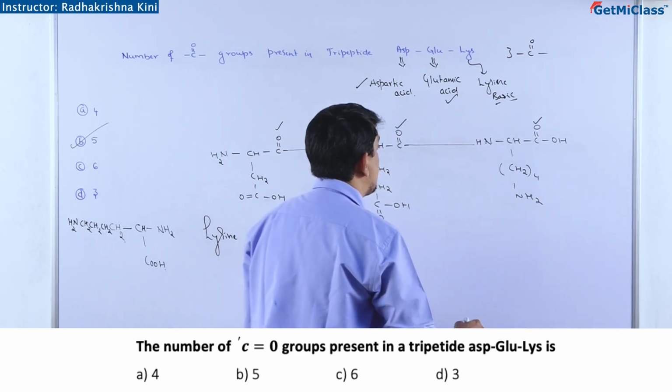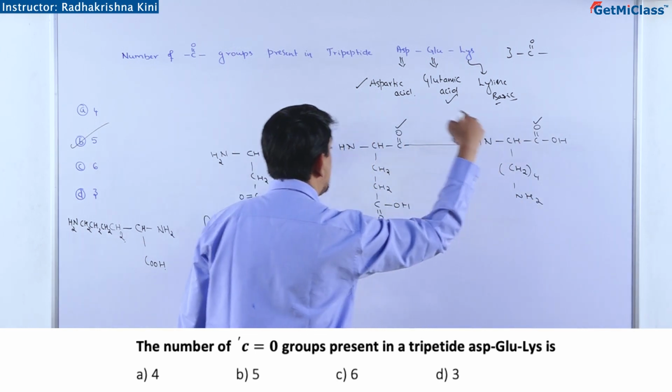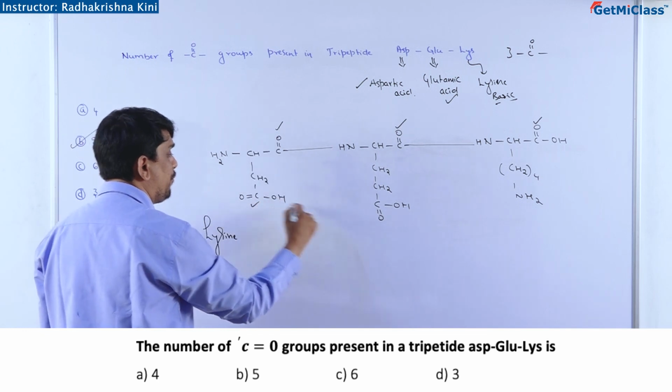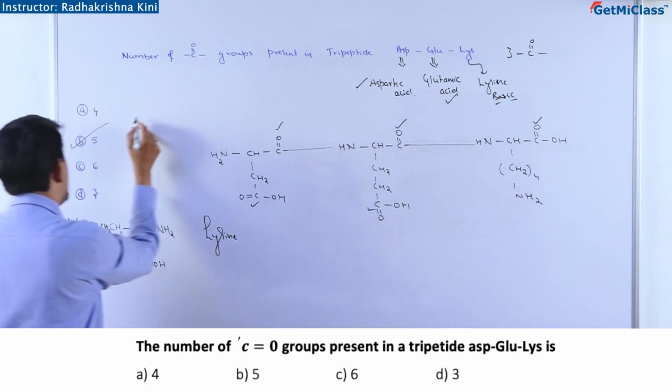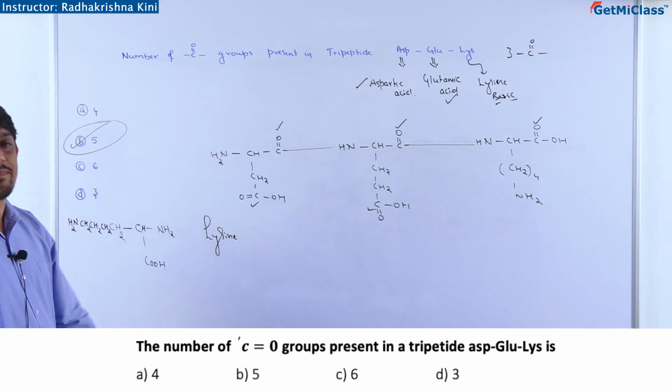Now everybody can clearly see that we have CO1, CO2, CO3, CO4 and CO5, and the answer we ticked here is absolutely right.